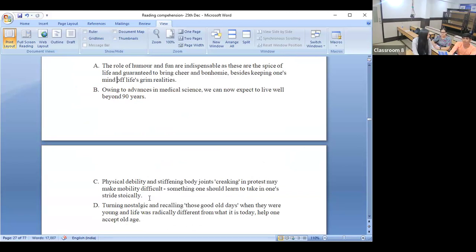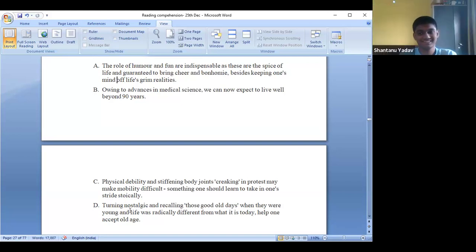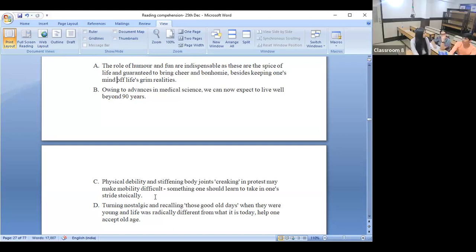What do you think? See, I thought of this. But why? What is that one thing it's telling you guys? What did you write? Sometimes mobility is difficult. What did you write? C or C. C. Shantanu, what did you write? Ma'am, I also wrote C, na? C, na? Yes. Okay, let's just discuss the C only, na? Then why discuss other things? Okay, physical debility and stiffening body, joints creaking in protest may make mobility difficult.